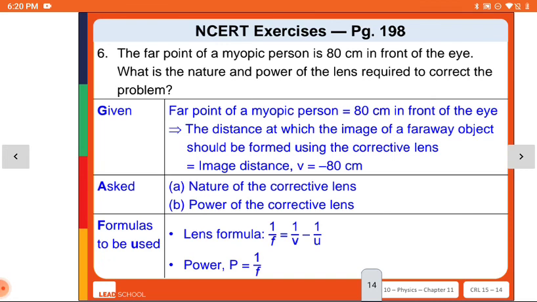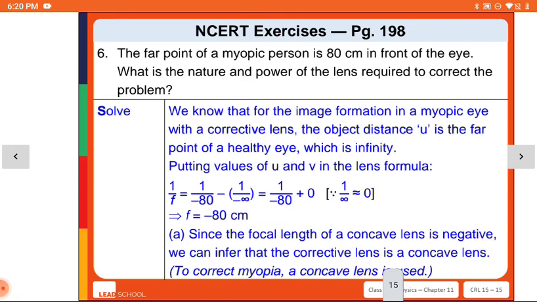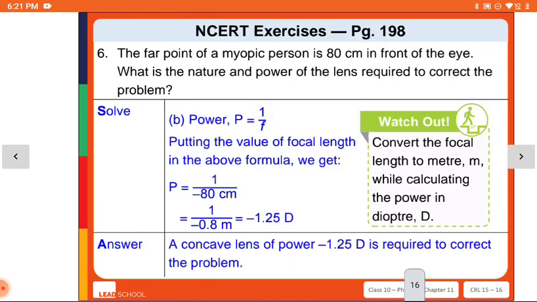After putting in the formula, to find the nature and power of the corrective lens, first of all we calculate the focal length: 1 upon f equals 1 upon v minus 1 upon u. After calculating, the power is 1 upon f. After calculating the value, the focal length is minus 80 centimeter, and after that we calculate the power of the lens. So the power of the lens is minus 1.25 diopter. That means a concave lens is used to correct the problem, with power minus 1.25 diopter.